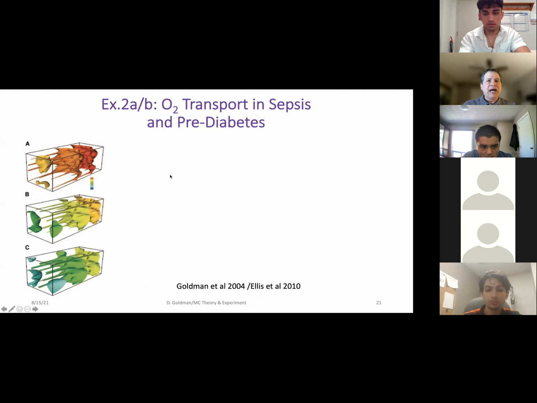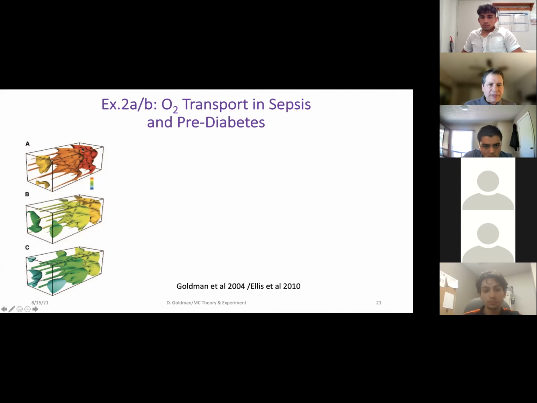I'm talking about applying that transport model to bunches of capillaries in two disease states. One is sepsis and one is prediabetes. In this case, sepsis, we use the model to study an array of capillaries. We see these lines: oxygen is coming from this side, flowing in, diffusing into the tissue and being consumed. There's some heterogeneity in where these vessels are. They're just parallel capillaries, but they're spaced irregularly.